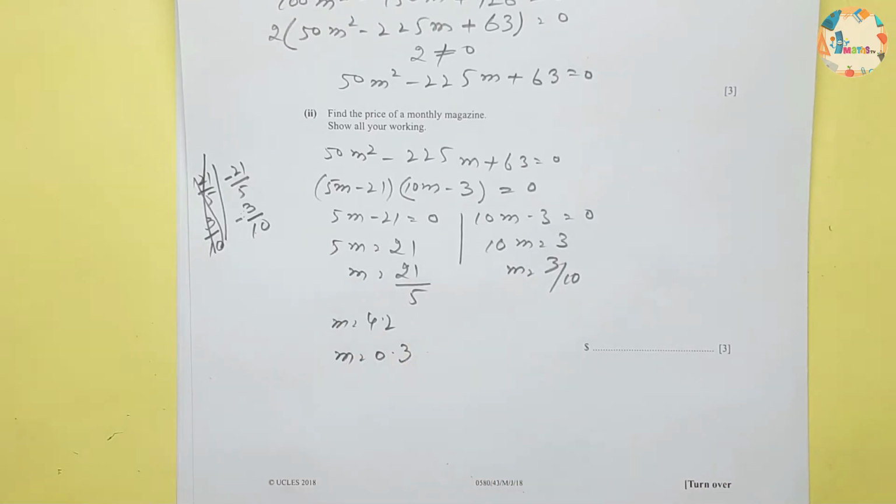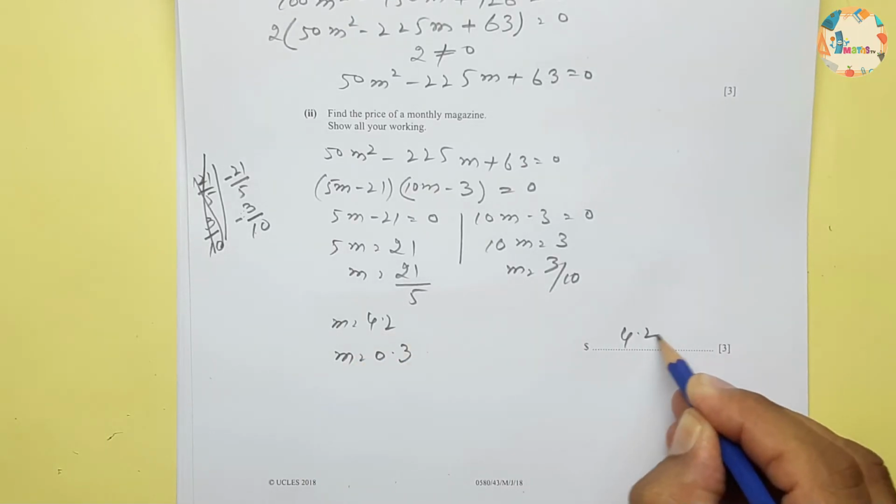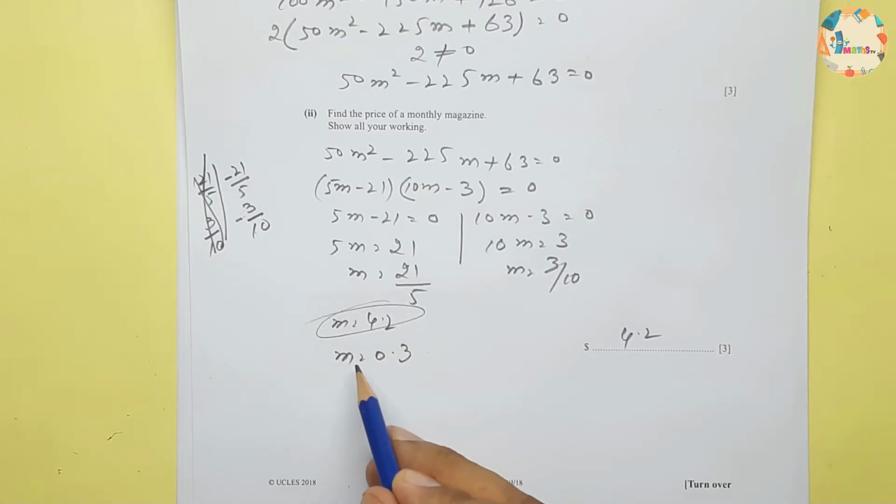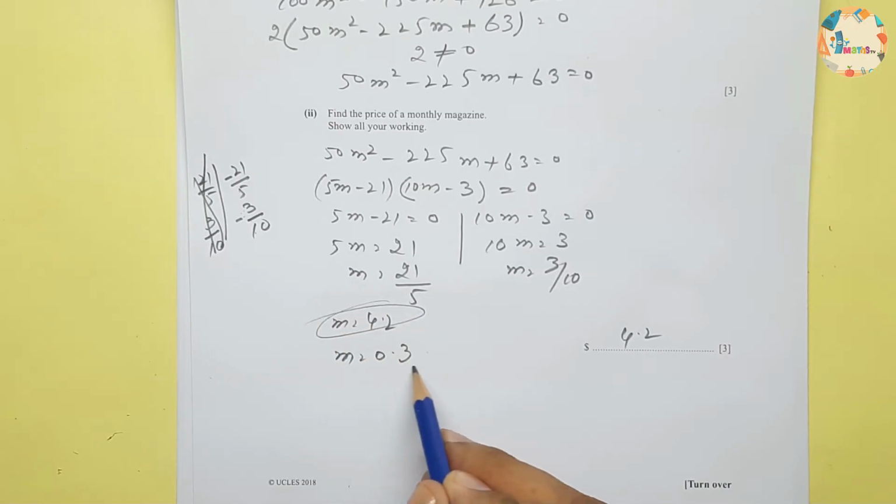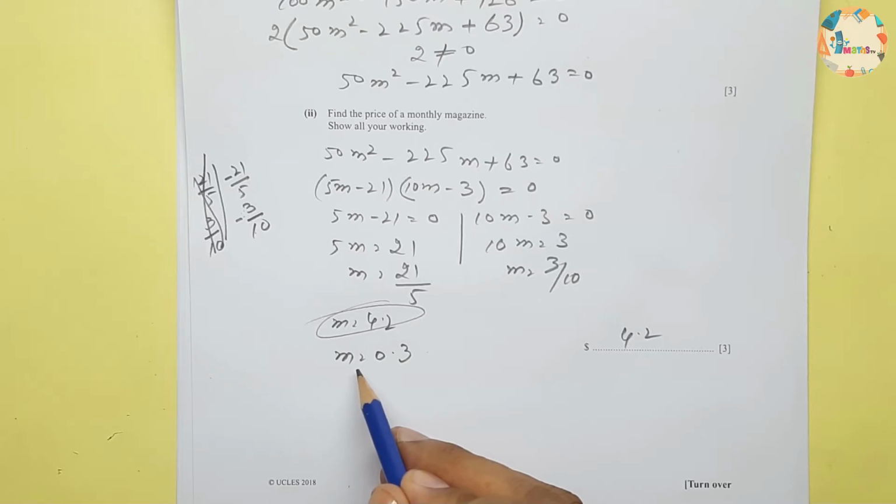So our answer will be 4.2. M value will be 4.2. This will be our answer. But the question is why we are not taking this value 0.3.